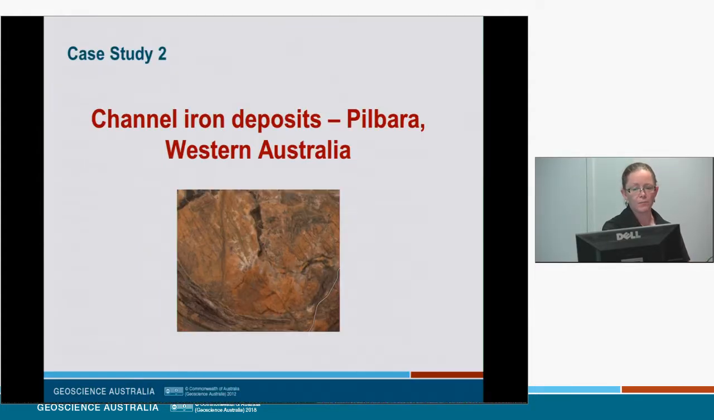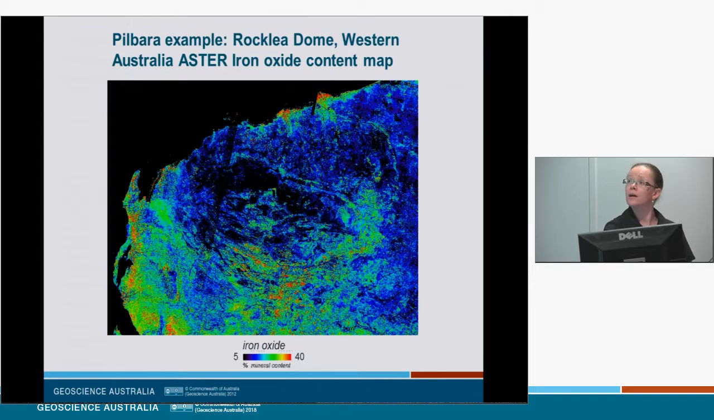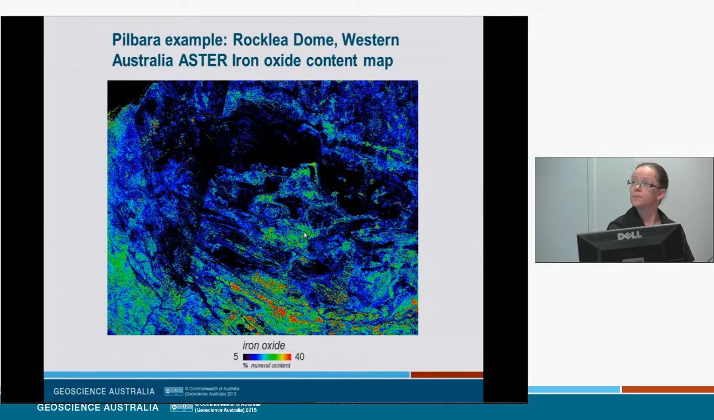And then we'll go to the Pilbara. We're looking at channel iron deposits. This is an area where there's a lot of iron ore mining, very valuable to Australia. So we're going to go to the Rockley Dome. You can see the coast of WA just here, and we're going to zoom in here on this dome structure.